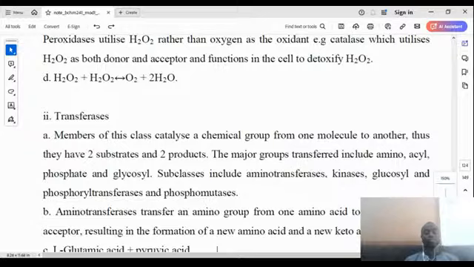Kinases transfer the phosphate from an ATP molecule. Glycosyl transferases transfer a sugar unit. Phosphoryl transferases transfer a phosphoryl group, and phosphomutases catalyze a stereo conversion, let's say from an L stereoisomer to a D stereoisomer.